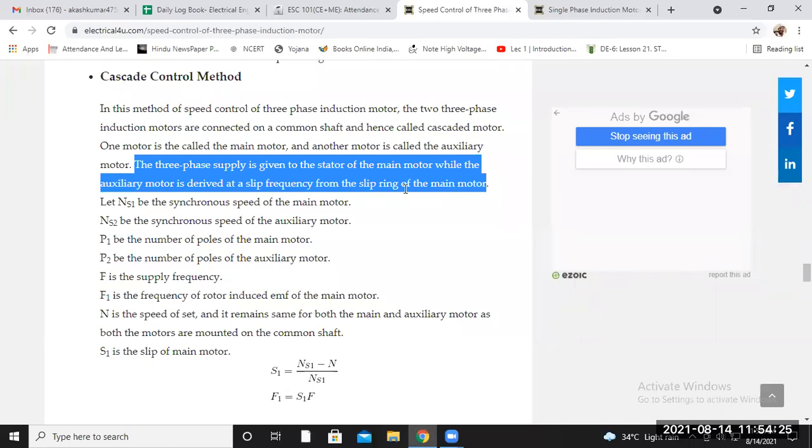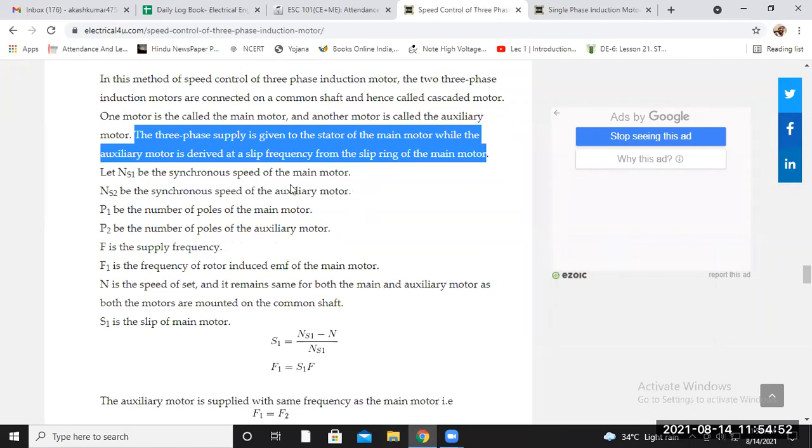If you have a numerical asking for the rotor frequency of an induction machine, just multiply the slip and the supply frequency. If the supply frequency is given in the question, use it; if not given, take it as 50 hertz. To find the slip, you know the formula: synchronous speed minus rotor speed, divided by synchronous speed. That is the formula for slip.